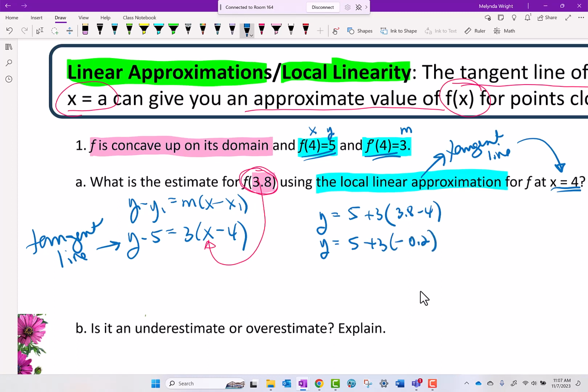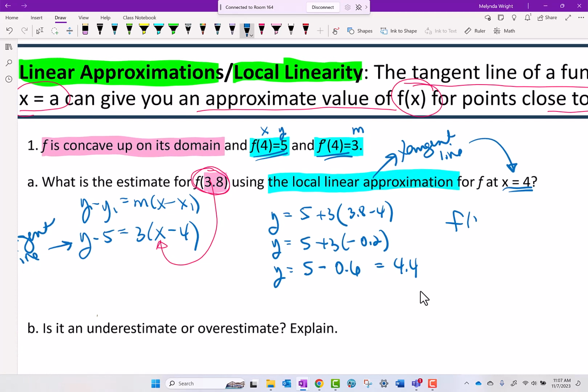I multiply 0.2 times 3. I get 5 minus 0.6, which gives me what? 5 minus 0.6 would be what? 4.4. So f of, and we need to rewrite it in the words that they use, f of 3.8 is approximately 4.4. And that's our very first linear approximation.